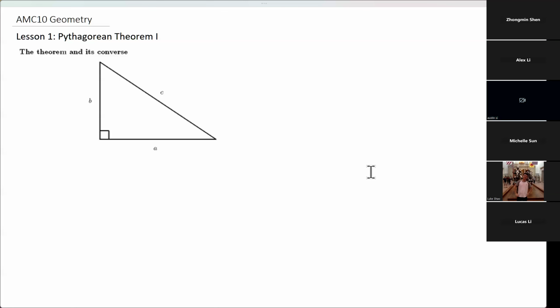All right, so I begin with the Pythagorean theorem. There were two statements actually, the theorem and the converse. So what does that mean? That means if it is a right triangle, then the three sides satisfy the following equation: a squared plus b squared equals c squared. So this is if it is a right triangle.